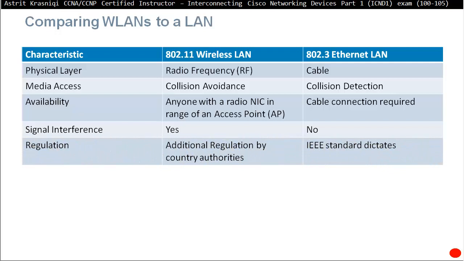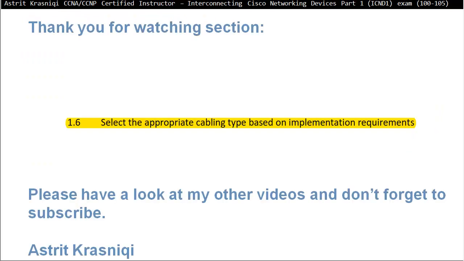Regulation: additional regulation by country authorities. The frequencies 2.4 and 5 GHz are free to use, not in every country, but in most countries around the world. For 802.3, regulation is dictated by the IEEE standard.